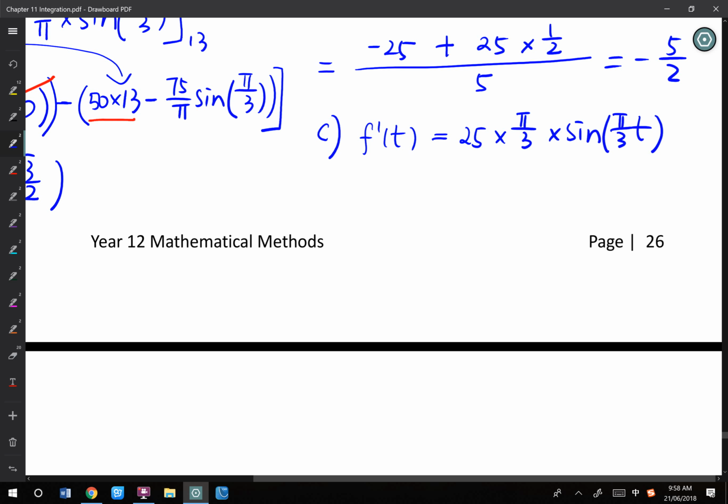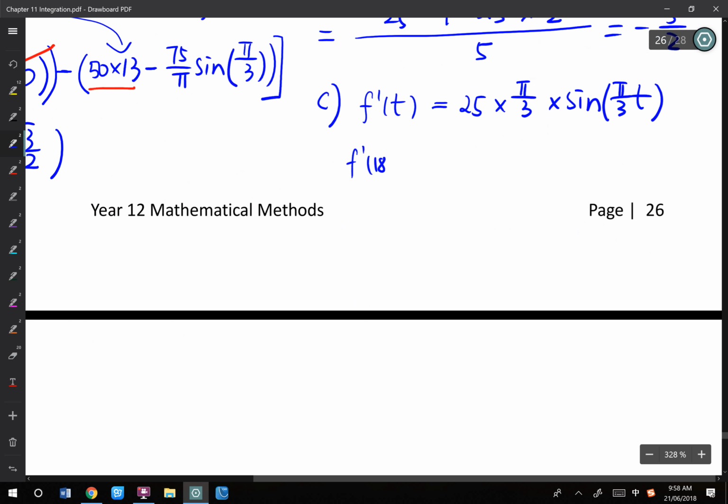You differentiate that. You can see for the average y value we anti-differentiate, but for the instantaneous rate of change we differentiate. So f dash 18 gives you 25 pi over 3 times sine of 18 over 3 pi. 18 over 3 is 6, so 6 pi, and sine 6 pi is 0. So f dash 18 is just 0.